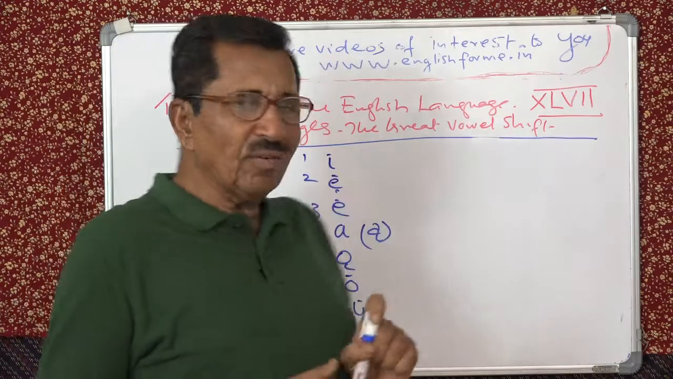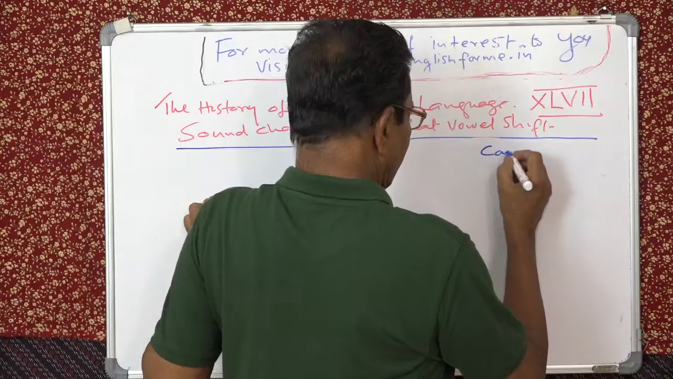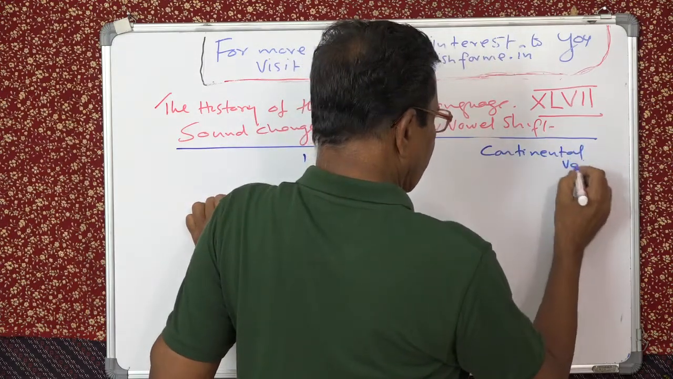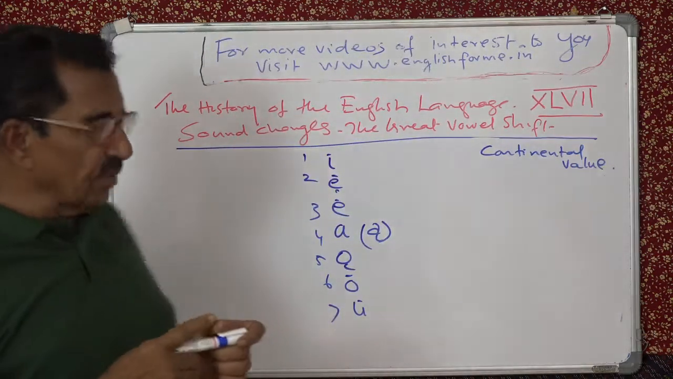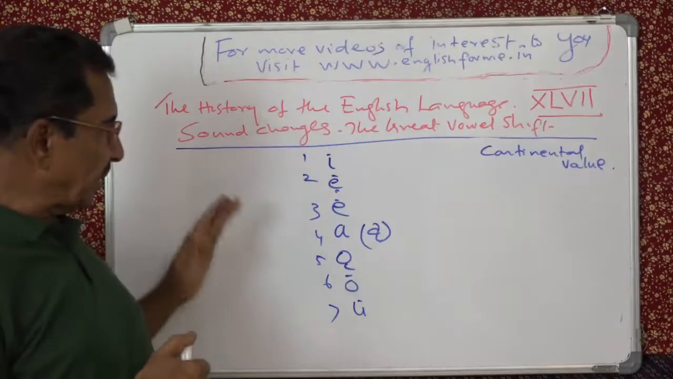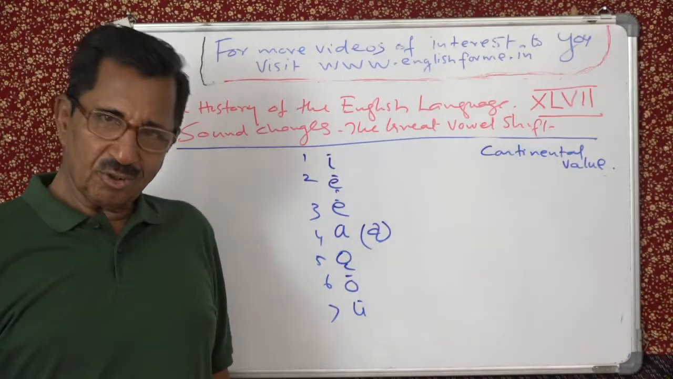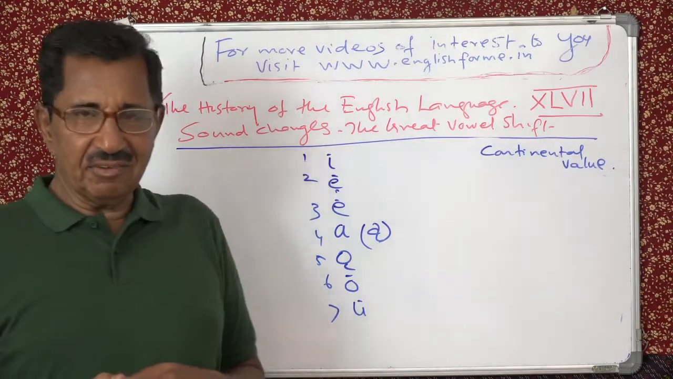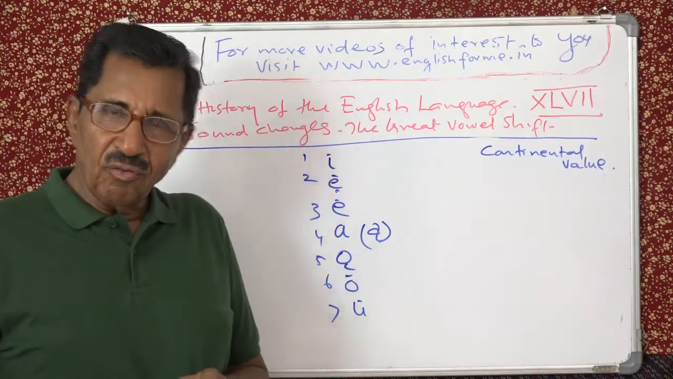And these long vowels had continental values. What is continental value? It means that in almost all the languages of Europe, they were pronounced in the same way. Value here means pronunciation. They were pronounced in the same way. This is what is meant by continental value.